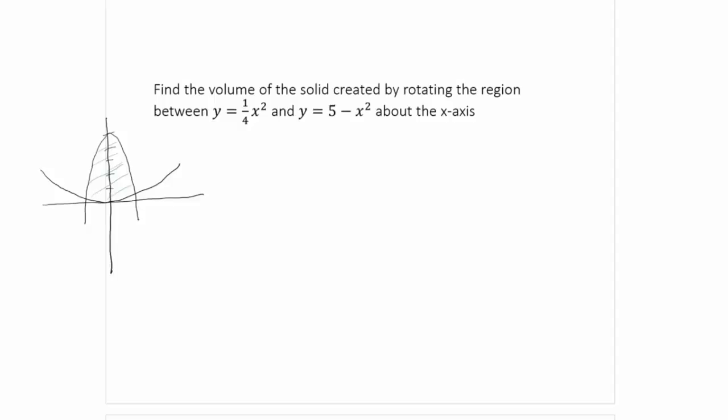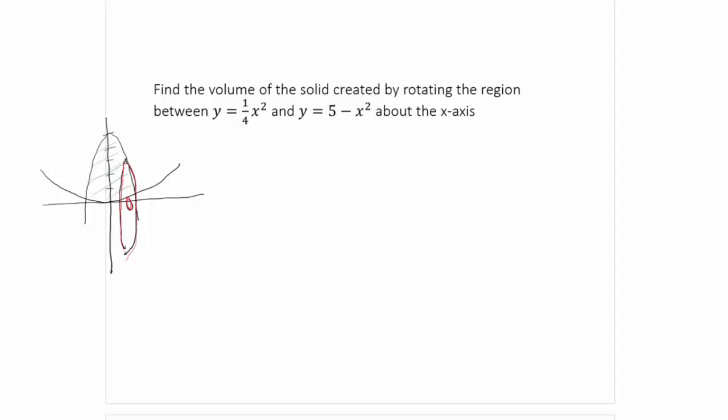Alright, so if we draw our representative disk or washer, let me draw a disk here, we might have something that looks like this. But wait a second. Oh, there's a washer idea. Alright, so there's my washer. The outer radius is given by 5 minus x squared, and the inner radius is given by 1/4 x squared. Oh, but we've got to figure out where they intersect.